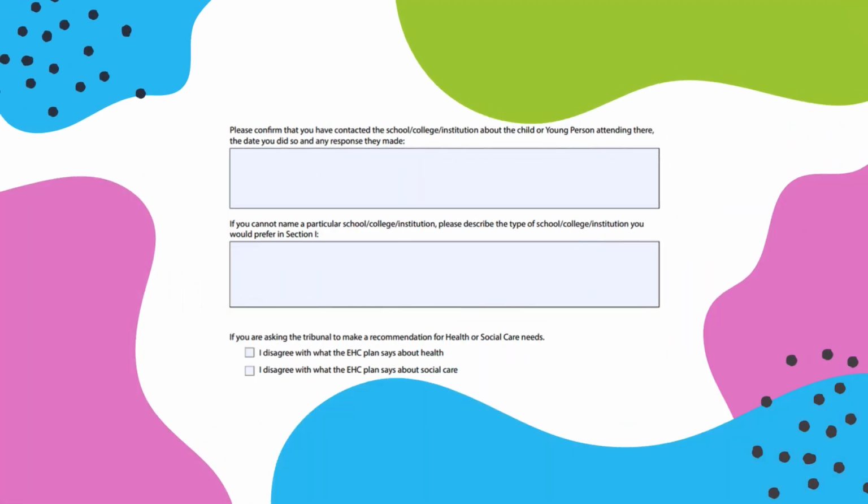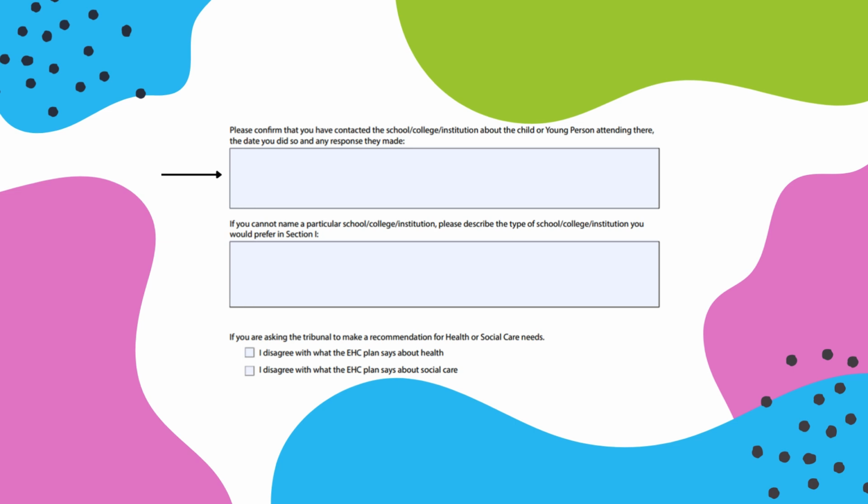If Section I is being appealed against, the parent, carer, or young person must contact the education setting to inform them that they are lodging an appeal for a place. In this box, the parent, carer must confirm they have done this and give details of the date of contact and the education setting's response.